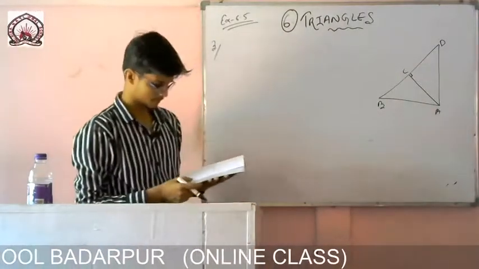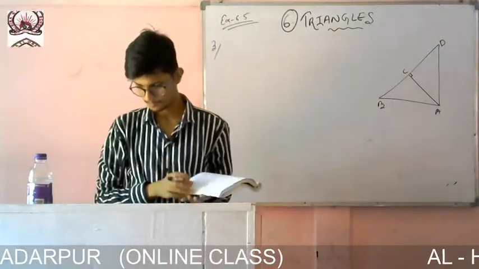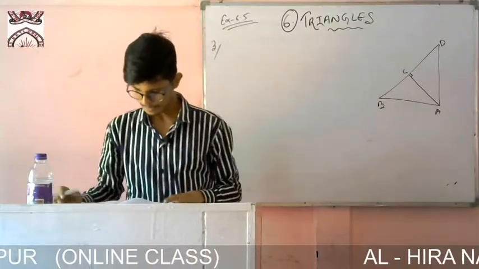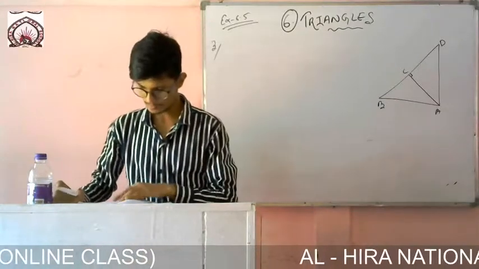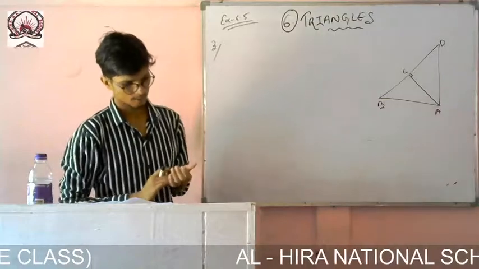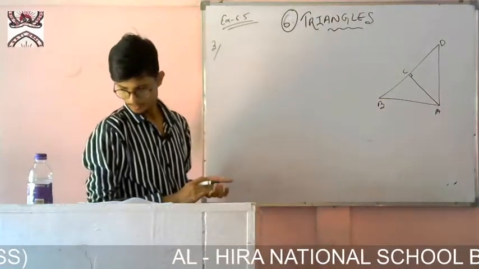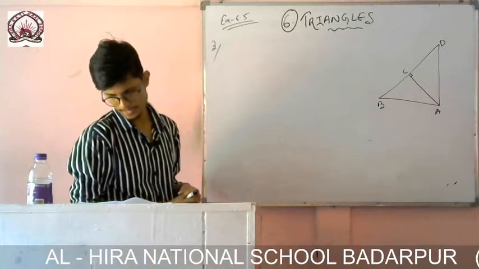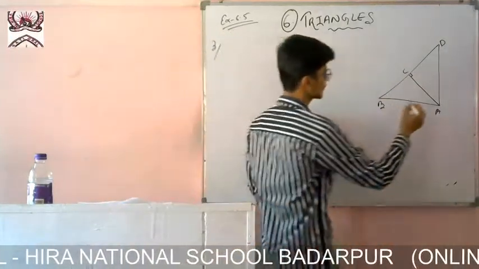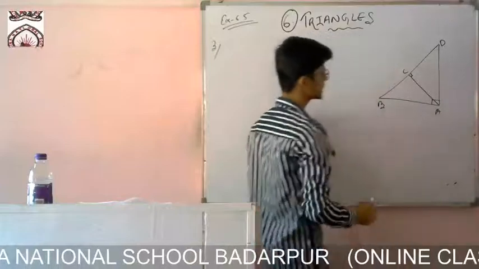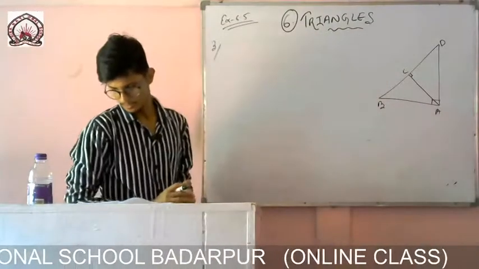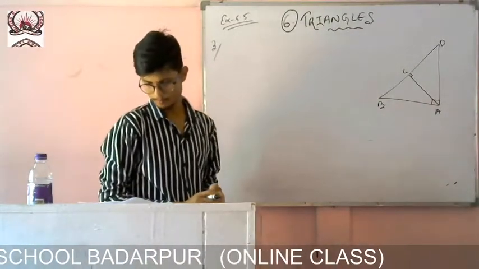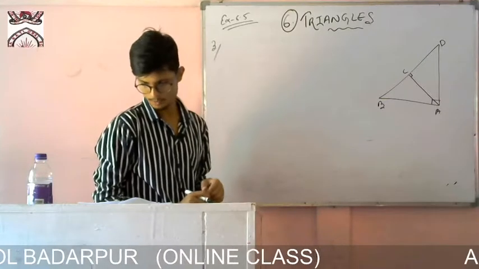Okay, so this is the triangle ABD, and this is the thing which is given, that this line is perpendicular. So for this one also it will be the same. Let ABD be a triangle right angled at A. So A is the right angle. Right angled at A is given, and AC is perpendicular to BD. To show AB square is equal to BC into BD.